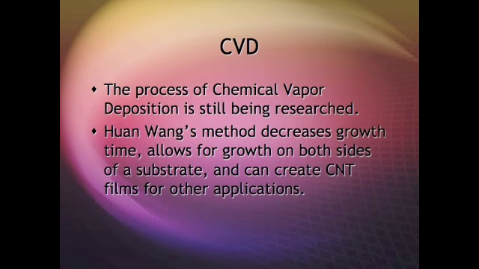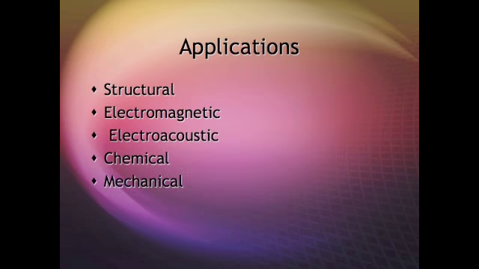The process of chemical vapor deposition is still being researched today. Huan Wang's method decreases growth time, allows for growth on both sides of a substrate, and can create carbon nanotube films for use in other applications. The applications for carbon nanotubes are seemingly endless. These include their structural applications, electromagnetic, electroacoustic, chemical, and mechanical.